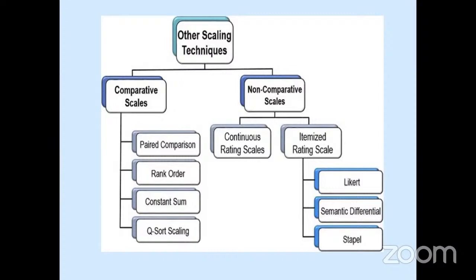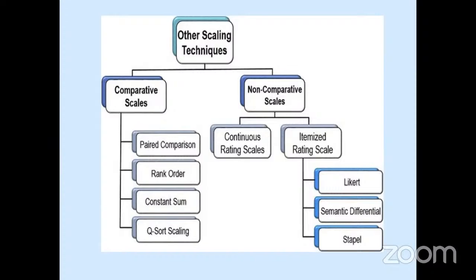Then we have the itemized rating scale, which is another essential technique under the non-comparative scale. It emphasizes choosing a particular category among the various given categories by the respondent. Each is briefly defined by the researcher to facilitate such selection.